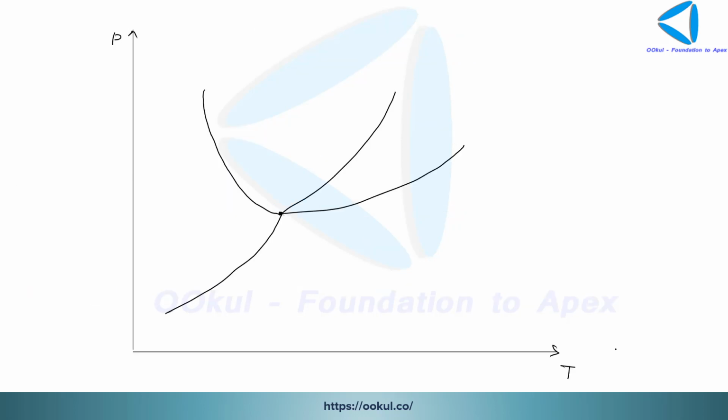Okay, so now we will see this on a PT curve. On a PT curve, this is the triple point. First of all, let me write the regions. This is the solid region, this is the vapor region, and this one is the liquid region. And this one will be the critical point.